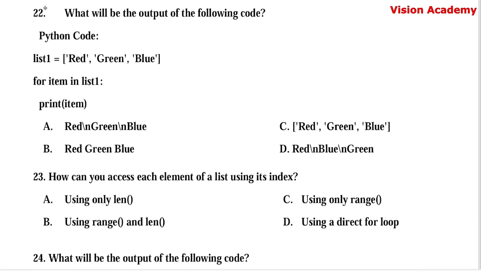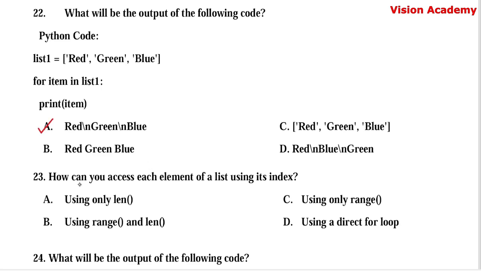Question number 22. What will be the output of the following code? Python code: list1 = ["red", "green", "blue"]. For item in list1, print item. Option A, red \n green \n blue. B, red, green, blue. C, red, green, blue in a square bracket. D, red \n blue \n green. Here option A is the right answer.